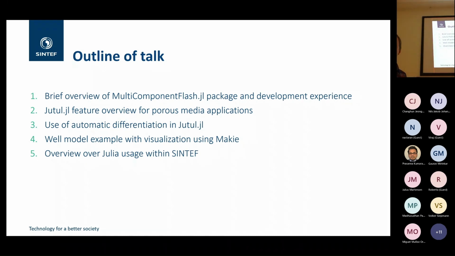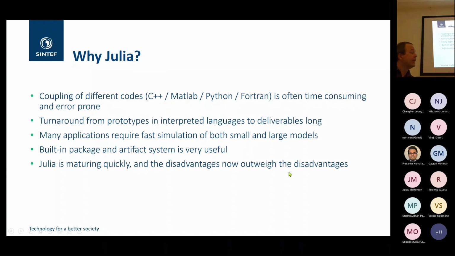SINTEF department. SINTEF is a large research institute with several thousand people, so I don't have a full overview, but I did a little survey in our department at least, which is about 100 people. So I feel it's worthwhile to have a slide here on why we are interested in Julia.